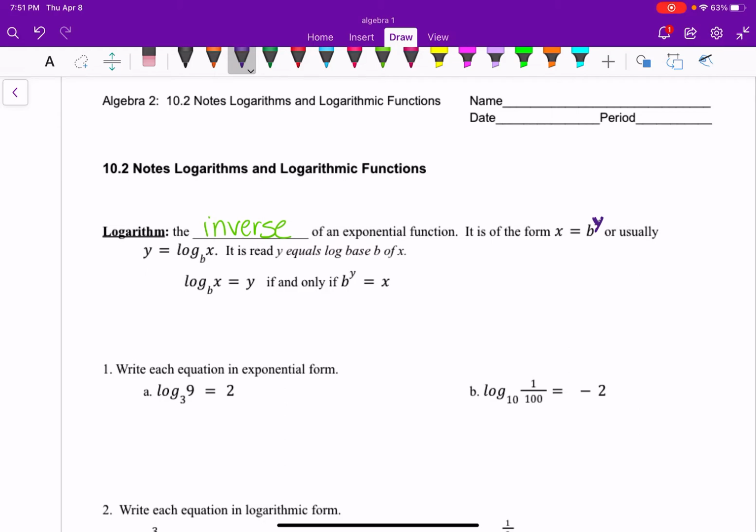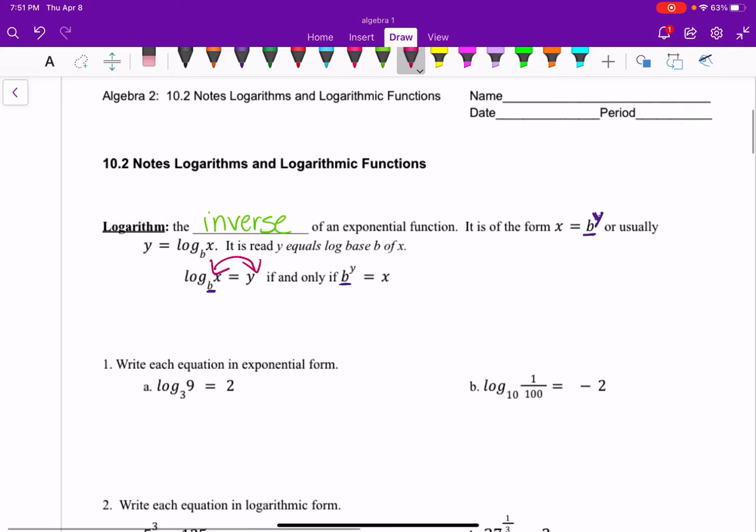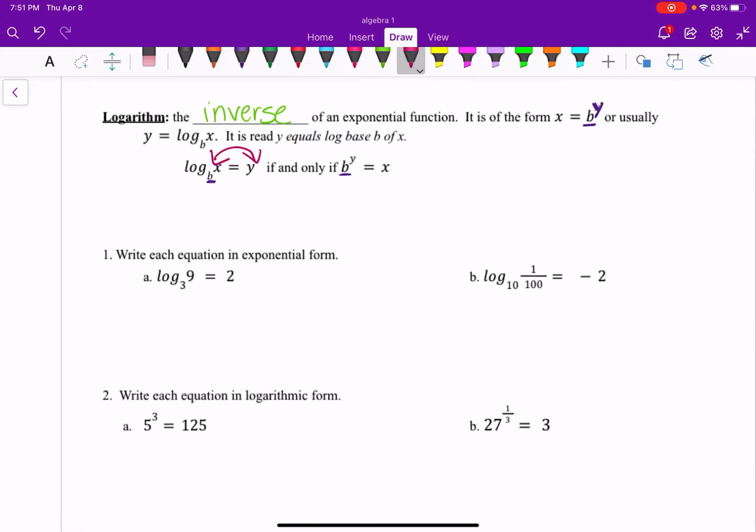So here's what I always remember. This is my base, and this is my base, and that is my base, and the other two switch. Okay, so here's what my base is. My base here, if I want to change this from a log, I'm going to make my base to be 3. These two switch places. So this becomes your exponent, and 9 becomes your answer.